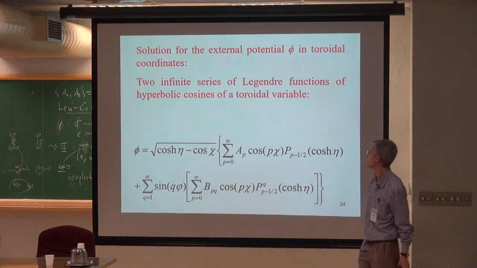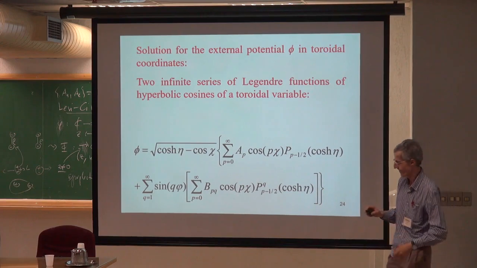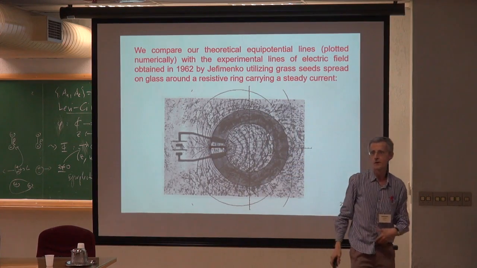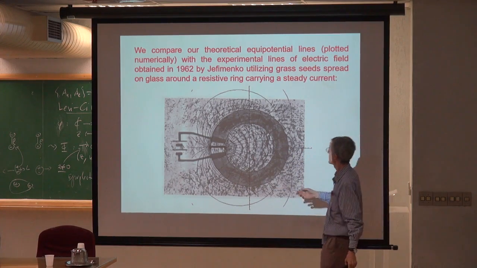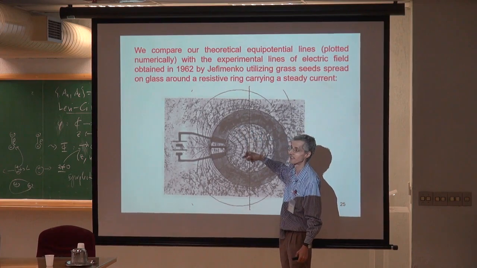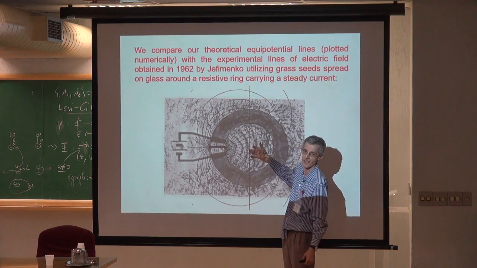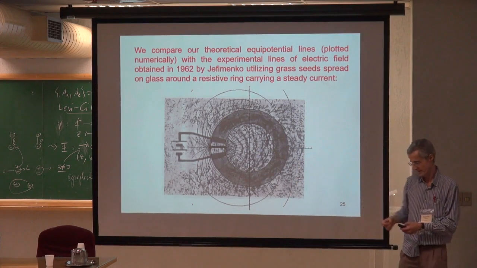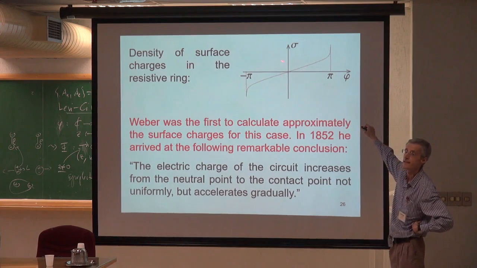And then this student of mine, since I don't work with computers, could go to Mathematica and see how this solution looks, okay? So, this is the analytical solution of these hyperbolic cosines of infinite series and so on. And here we superimpose that on an experiment by Jefimenko. So you see here I'm plotting the equipotential lines, okay? And the experiment shows the lines of electric field, because the grass seeds follow the lines of the electric field. So they are just orthogonal to one another. These are analytical solutions, and these are the experimental results by Jefimenko. Okay? And this is the calculated surface charge distribution.